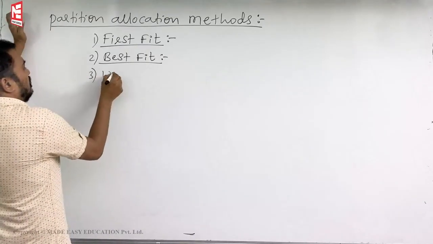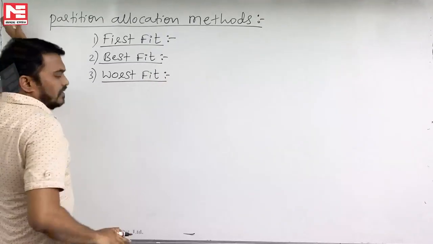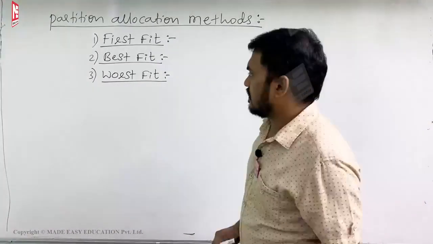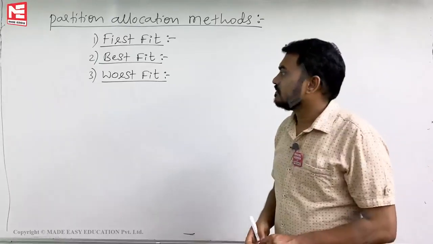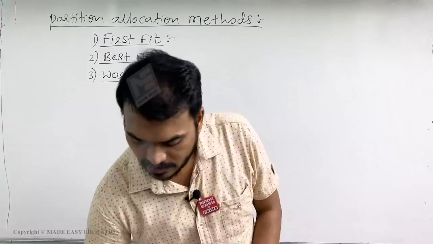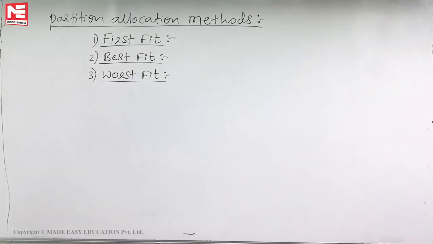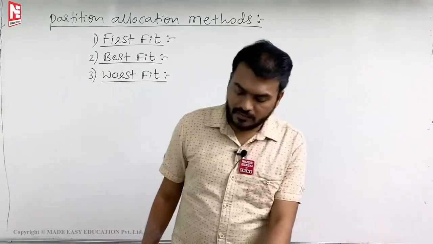The next one is the worst fit. What is the meaning of worst fit? Note down. Allocate the process in a partition which is the largest sufficient among the free available partitions.